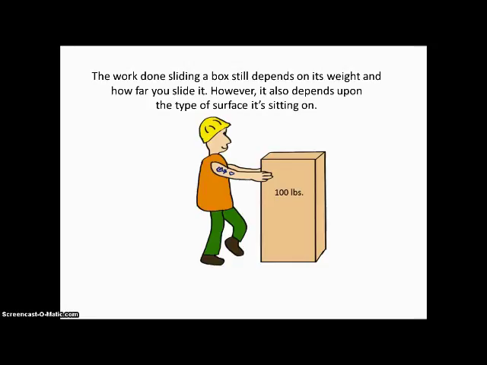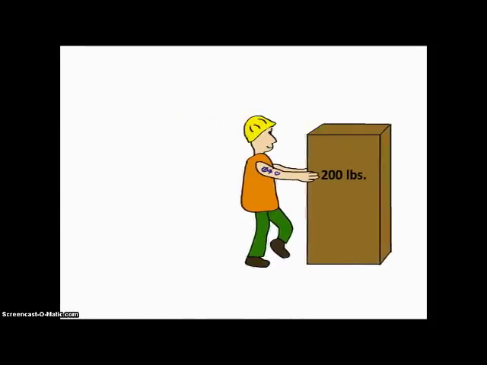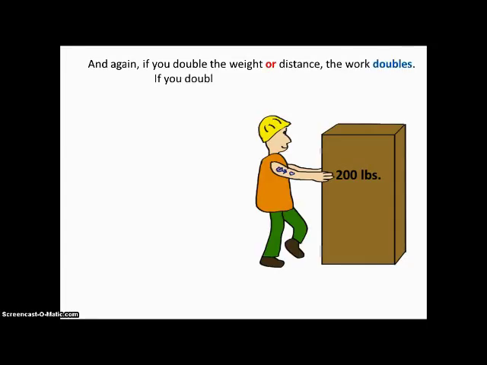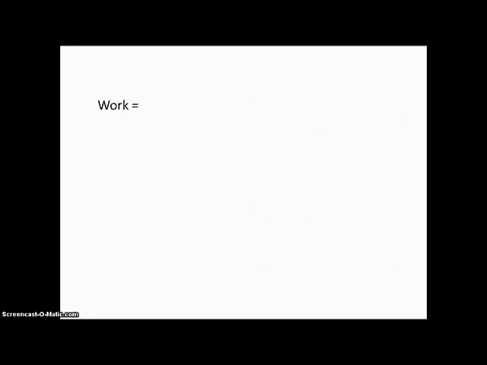So if you got a smooth, wax surface, it's going to be easier than if you're trying to push it along concrete. And then, of course, if you got a heavier box, it's going to be harder. It's going to be more work. Again, if you double the weight or the distance, the work will double. And if you double both the weight and the distance, then your work's going to quadruple. So work again does equal force times distance, always, always, always.